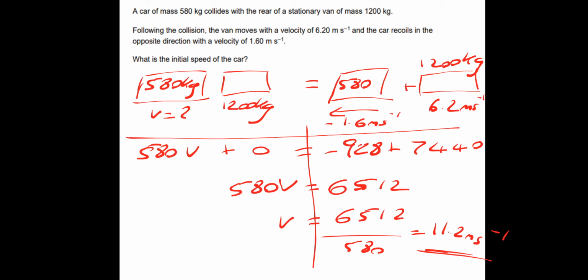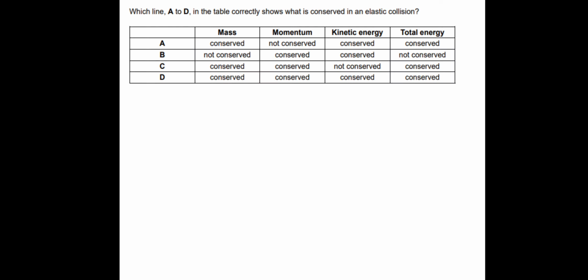So let's just do one more question. Pretty straightforward. Hopefully that went okay. If you need to redo any of this, just redo it, just for more practice and to ensure that you know the technique in full. So one more question. Multiple choice. Which line A to D in the table correctly shows what is conserved in an elastic collision?